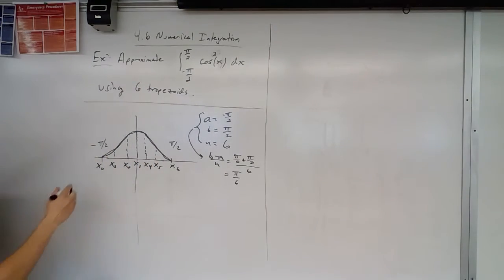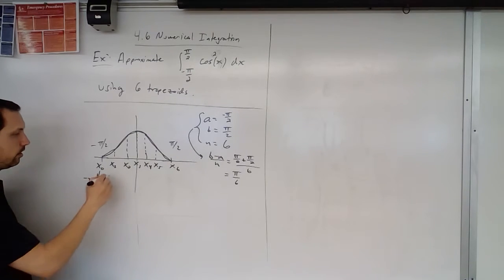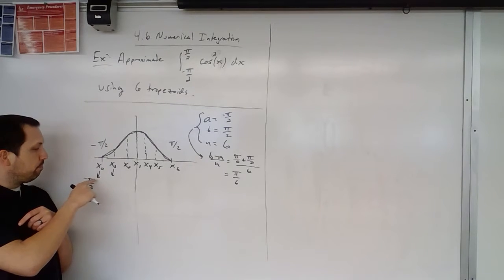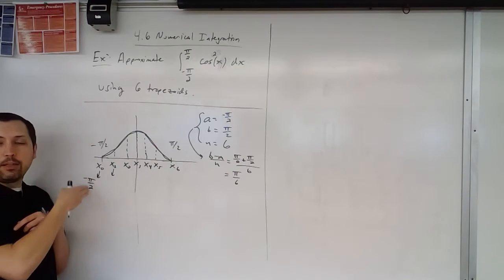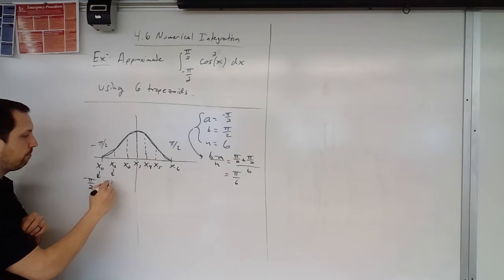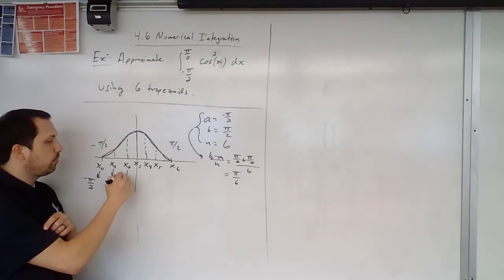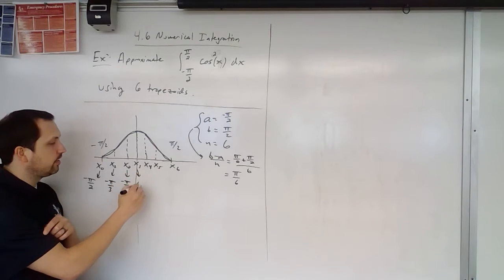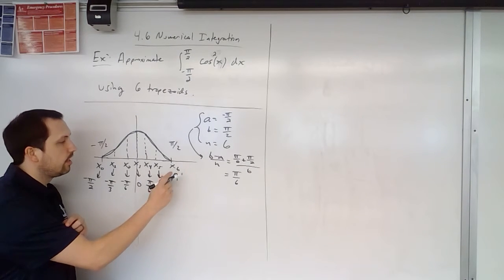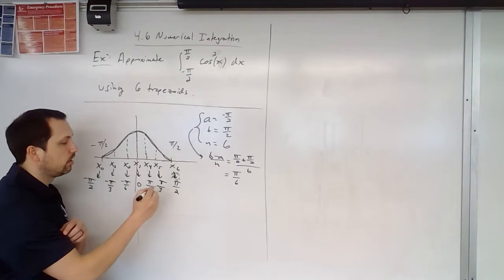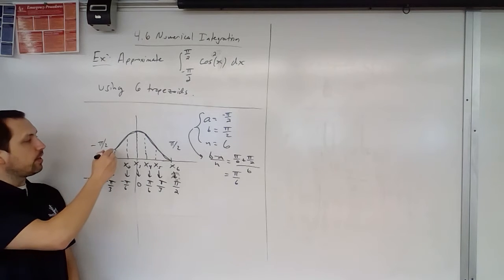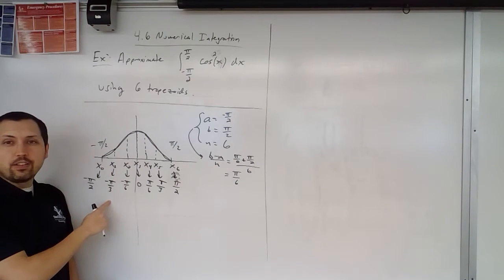So we could label these, right? Because we know that this is negative pi over 2. If I want to figure out what this region is, I could take negative pi over 2 and add on pi over 6, because that would be the width that I'm going over. If we do that, I believe that will be negative pi over 3. And then this one would be negative pi over 6. This one is obviously 0. This one is pi over 6. This one is pi over 3. And this one is pi over 2. So we have all of our endpoints. We know exactly where each of these are. And now we can evaluate the height based off of the function at each of these values.